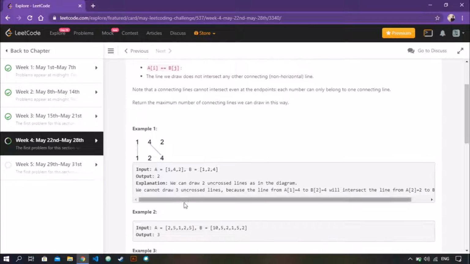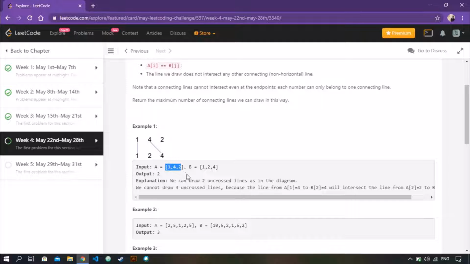So here is one example. Here are an array of numbers and another array of numbers. We put them on two horizontal lines, and now we have to find the maximum lines we can form connecting these two arrays such that no two lines cross each other. So 1 1 there is one line, and 4 4. So at max we can create two lines, or we cannot have 2 2 since it will cross the line 4 4.